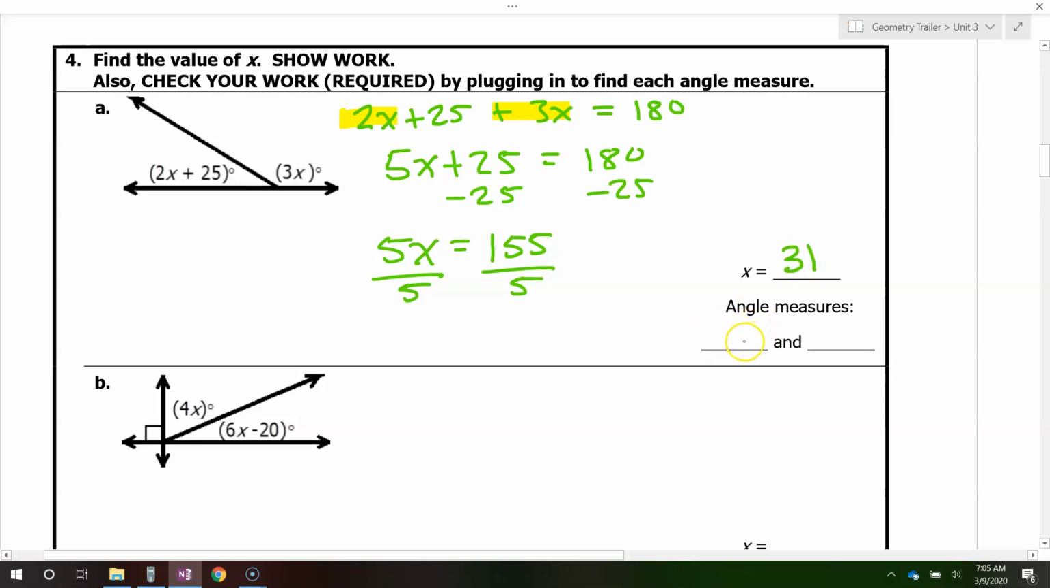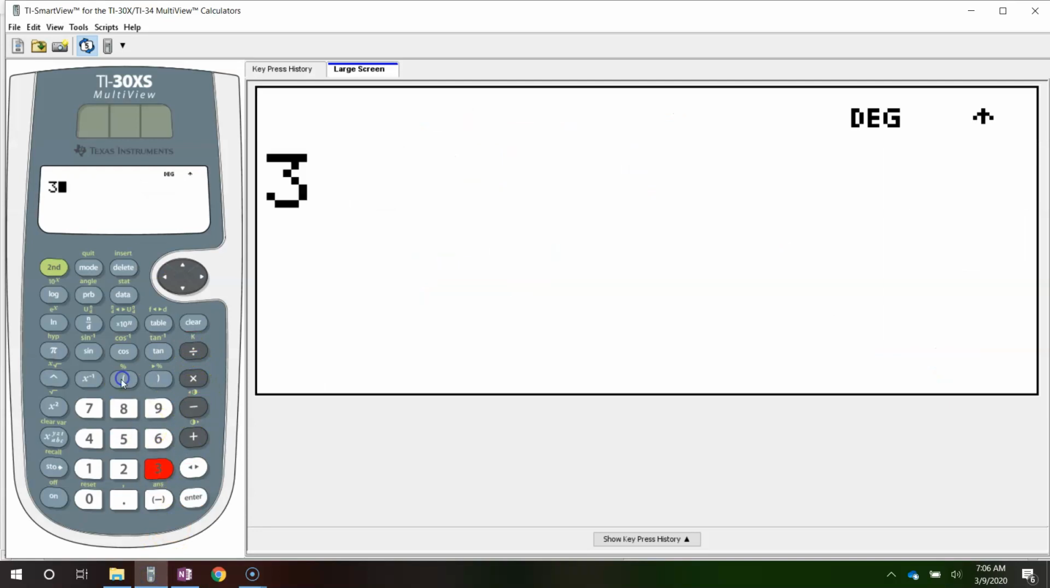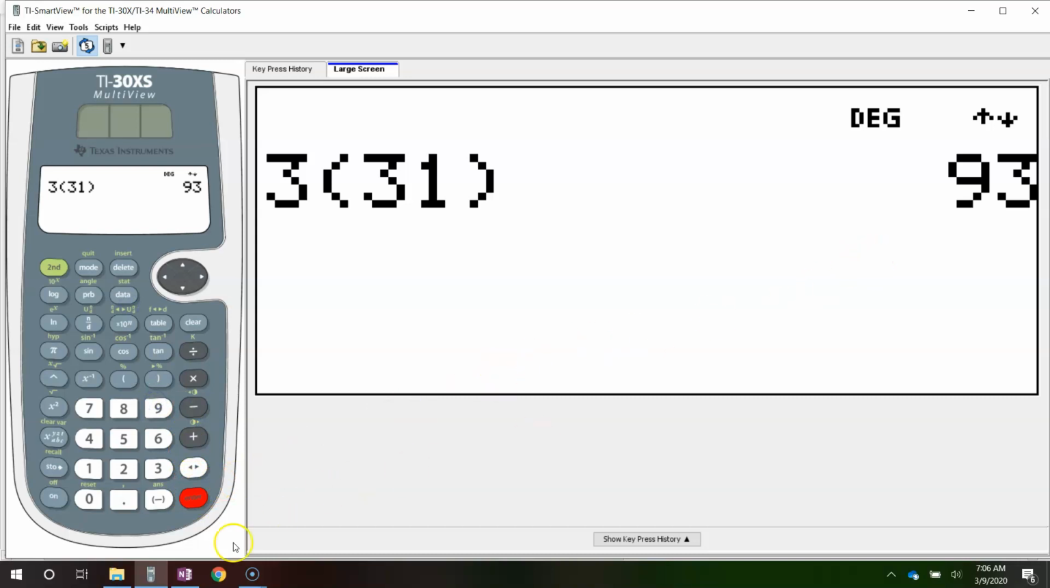Next, we need to find each angle measure. So probably the easiest one is to find the obtuse angle here where the 3x is. So that's just 3 times 31. I see the 3x, so I'm going to do 3 times 31, and that's how I'm going to get this right there. So that's 93.